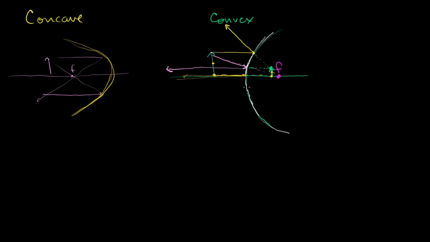But the thing that hopefully you realize from this video is when you're dealing with a convex parabolic mirror, you're on the outside. The outside is the reflective surface. You're not going to form a real image. You're going to form a virtual image. This is a virtual image, just like you would see in your bathroom mirror, although that's probably not parabolic, I'm guessing. And it's also going to be a smaller image.